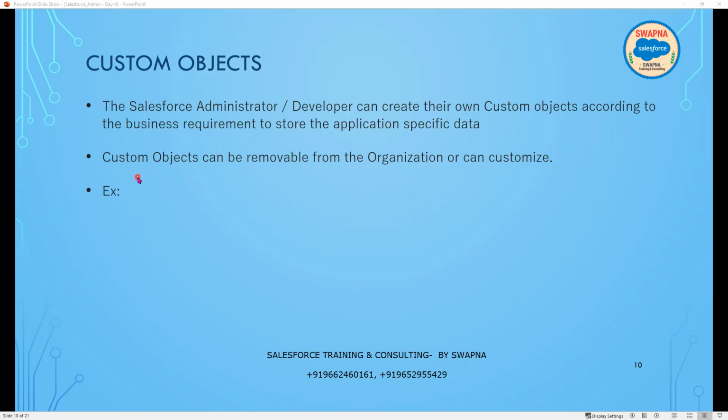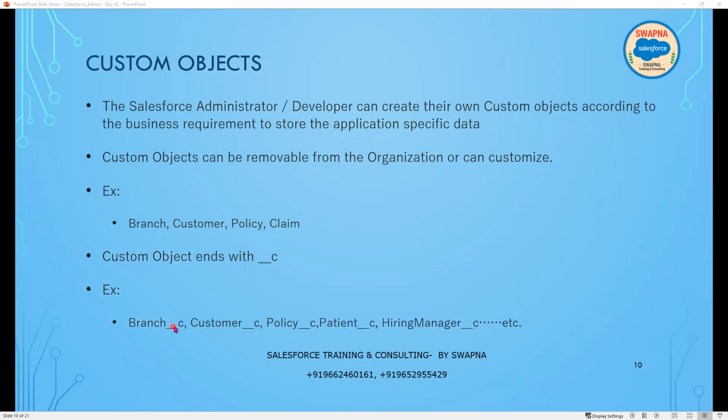Example, like a branch. When I create a branch, your custom objects always end with __c. Whenever you create a branch, you are creating a custom object branch, but at the backend, the API name always says branch__c. Similarly, when you create the customer object, at the backend the API name will be customer__c.